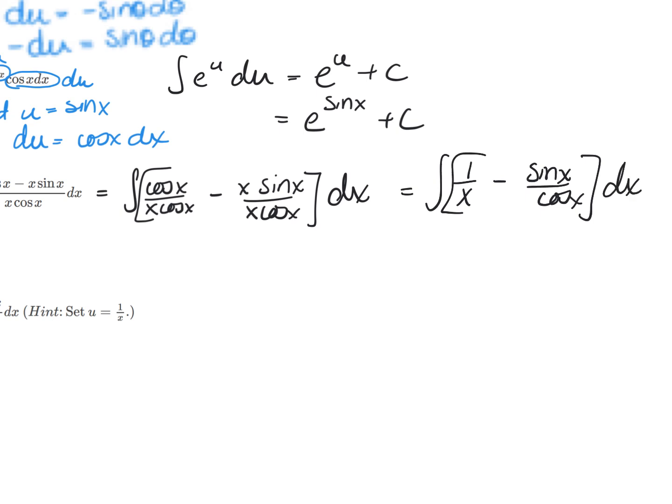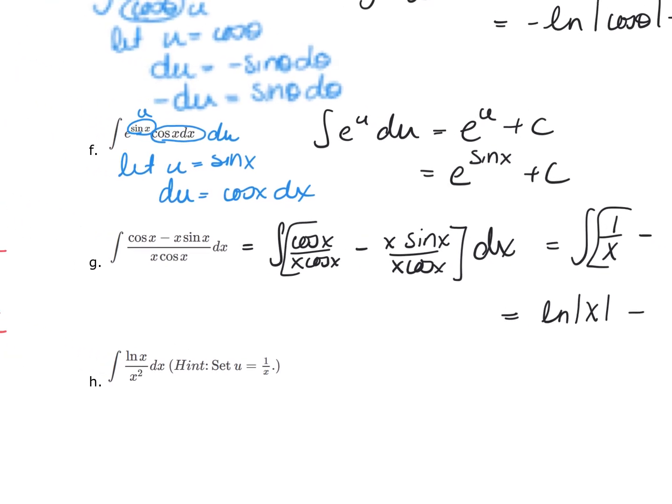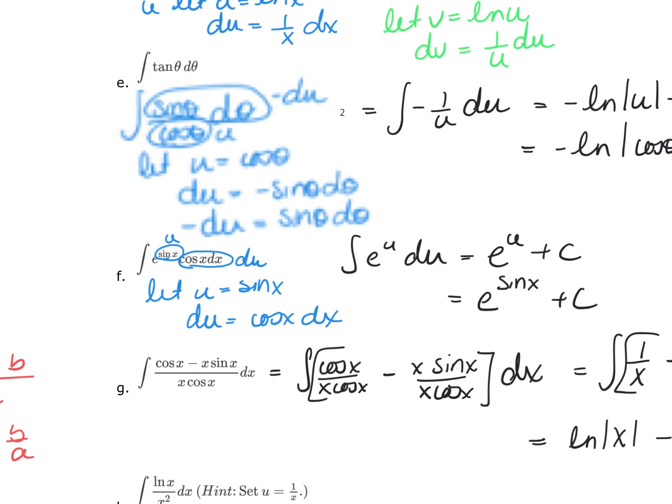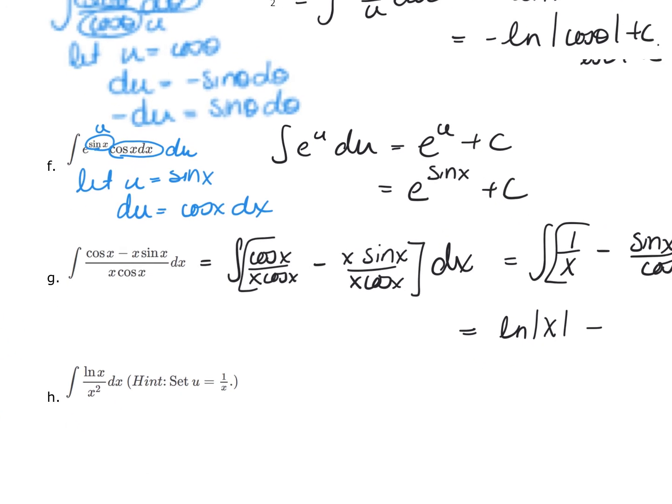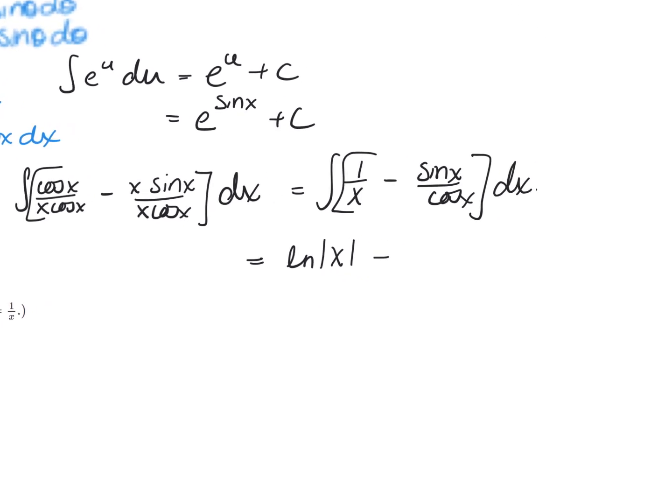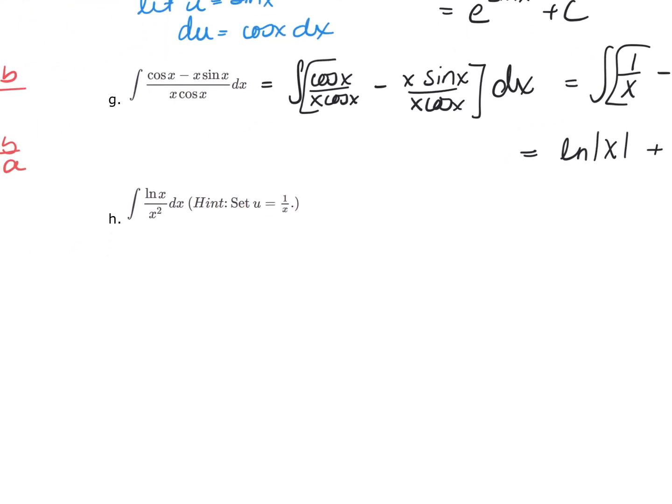dx. Integrating each piece, we know the first one is going to be the natural log of the absolute value of x minus. Now, we just did this right up here on e, except it already has a negative. So this is going to become plus the natural log of the cosine of x, absolute value, plus c. So that's kind of nice.